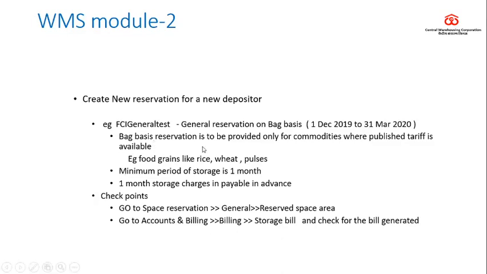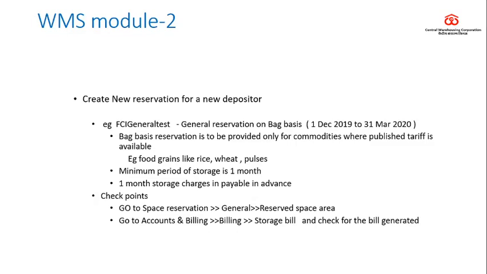What we will do is we will make a bag basis reservation. Bag basis reservation is to be provided only for commodities where published tariff by CWC is available. Some examples of bag basis reservation products are food grains like rice, wheat, pulses, bajra, soya beans, groundnut pods, where bag basis tariff is available. The important points you need to remember are that the minimum period of storage is 1 month. You cannot have any reservation less than 1 month. One month storage charges is always payable in advance.